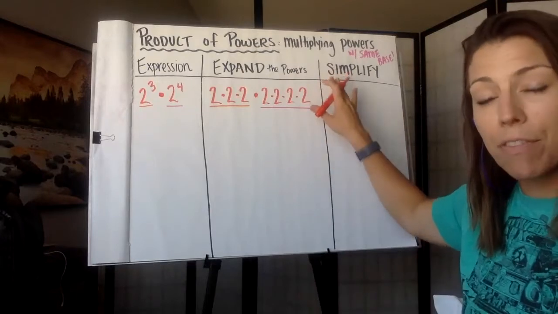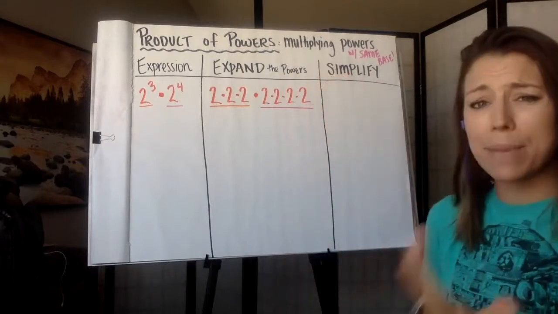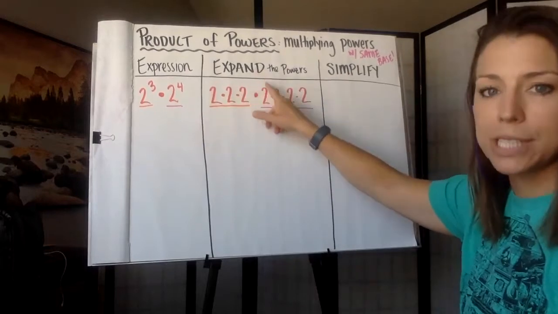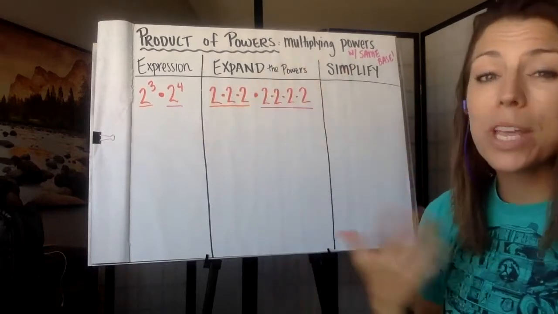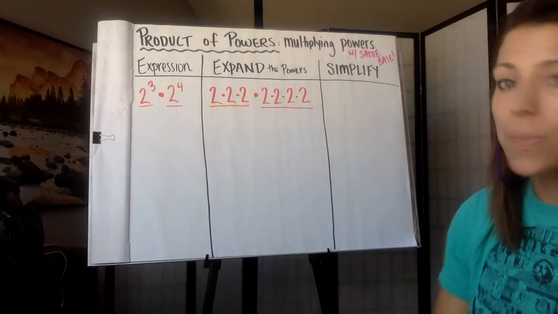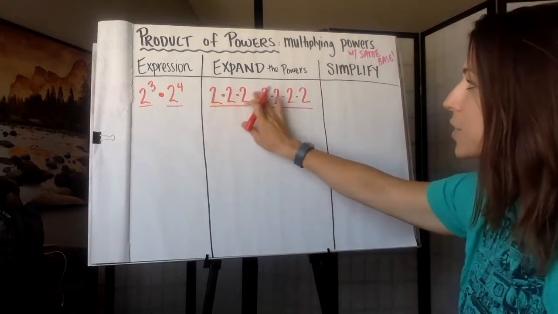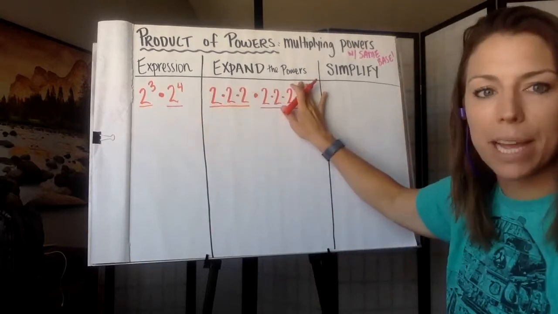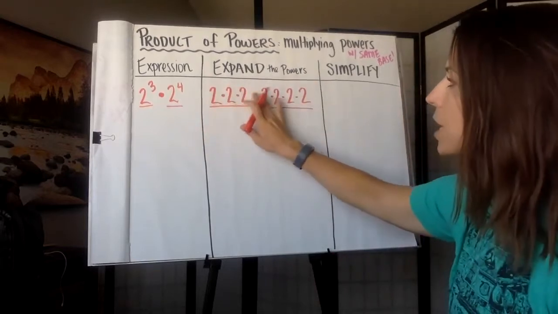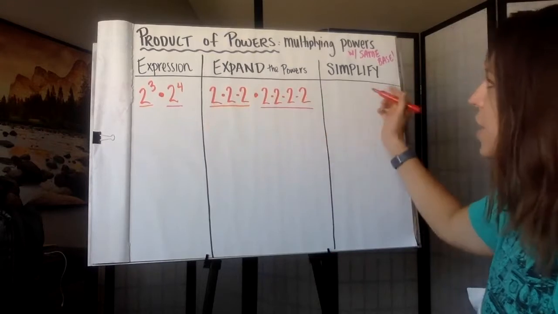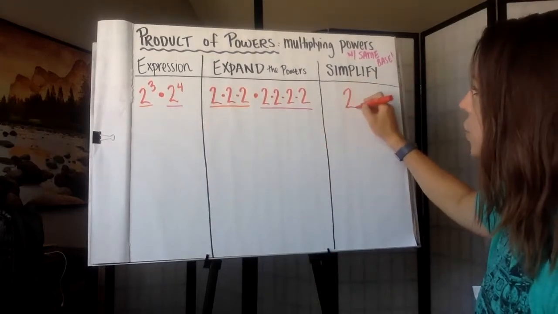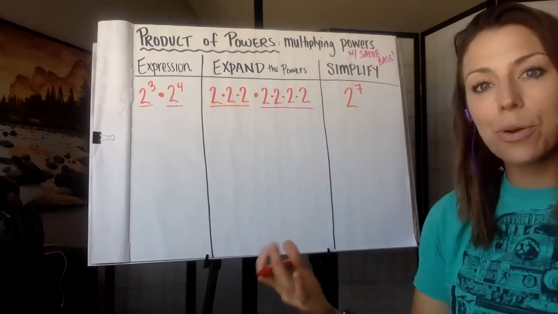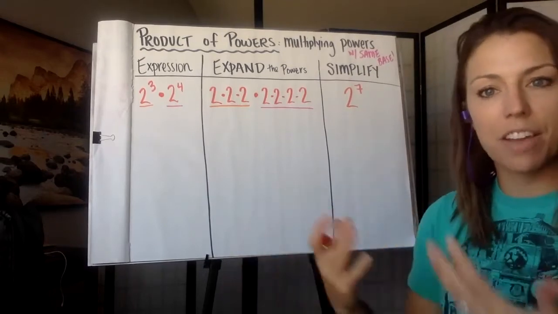Now where it says simplify, sometimes that means go in there and do the math. 2 times 2 is 4, times 2 is 8, times 2 is 16, and so on. Or we could just write this as a single power. So notice how all of the bases are 2. How many total times am I multiplying by 2? 1, 2, 3, 4, 5, 6, 7. So I can write this as 2 to the power of 7. And that's how you apply what's called the product of powers.